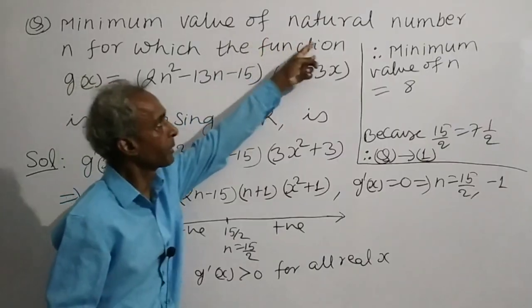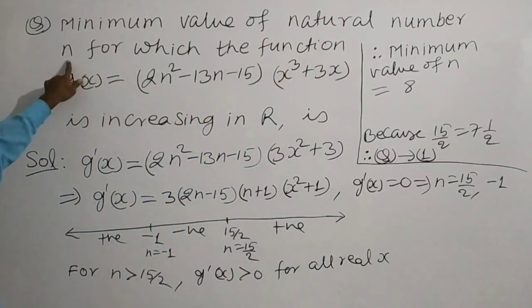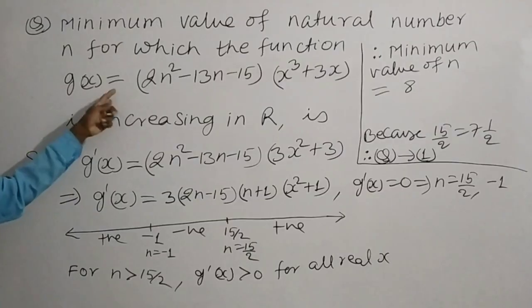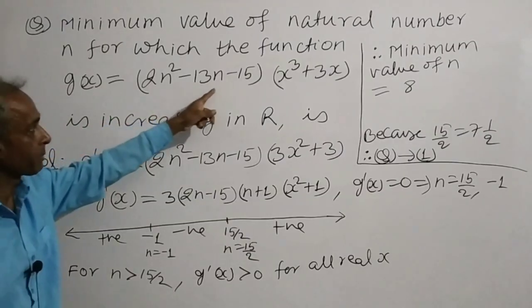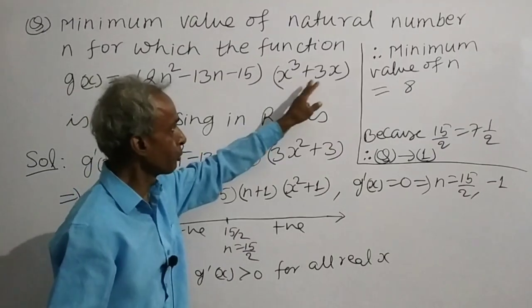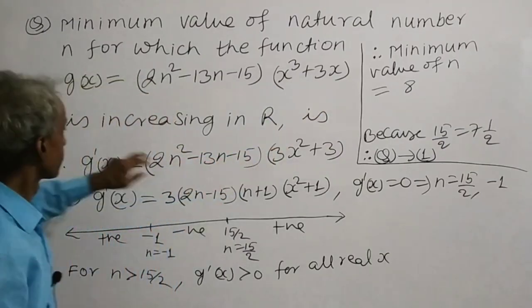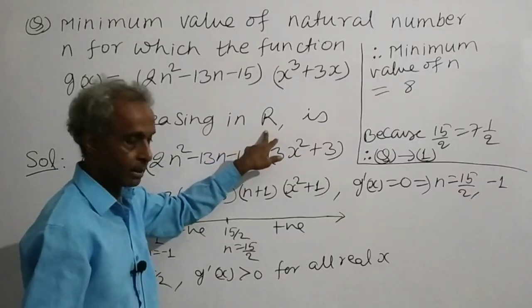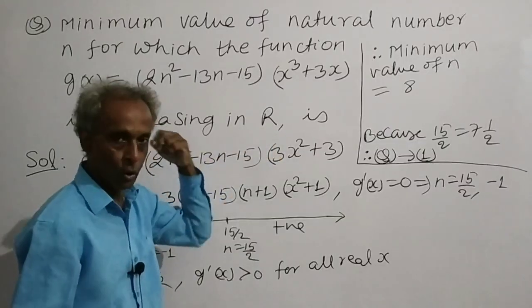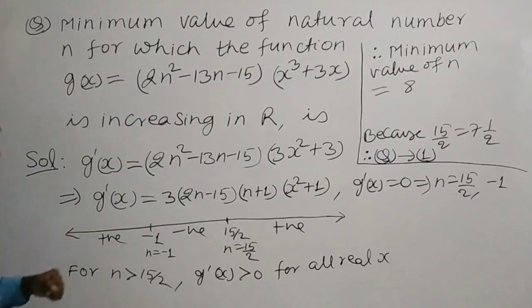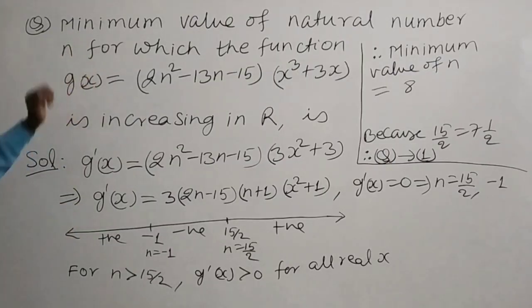Minimum value of natural number n for which the function g(x) is equal to (2n² − 13n − 15)x³ + 3x is increasing in R. R means the whole real line. This is the question. Now the solution.